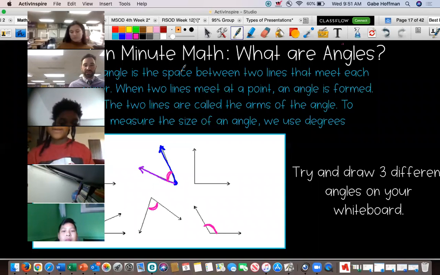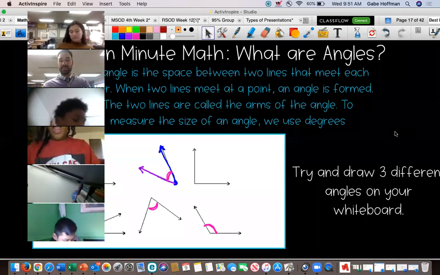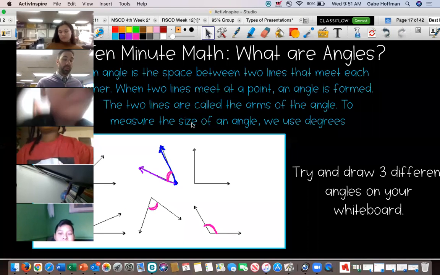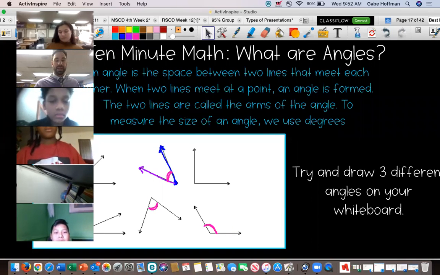So during 10 minute math, we just looked at what an angle is. It's the space between two rays or lines that come together. You guys just drew three examples. Everybody who did show me their whiteboard had their angles drawn correctly. So thank you for that.